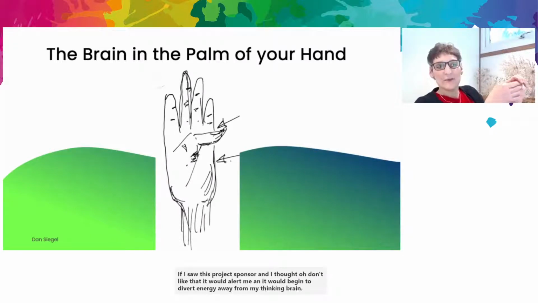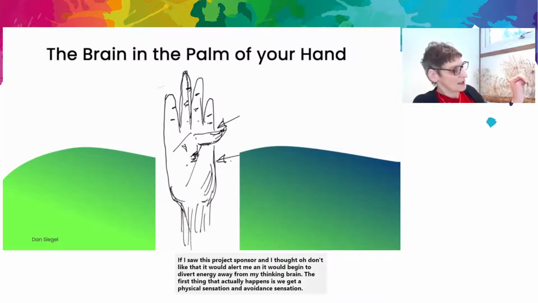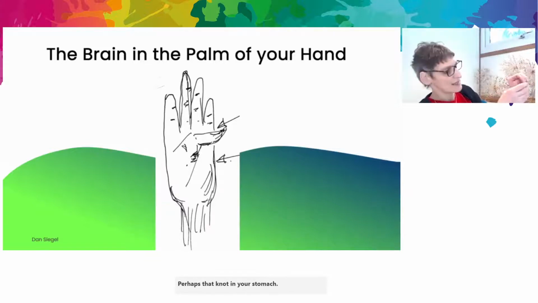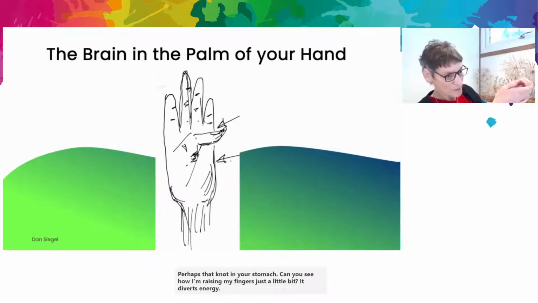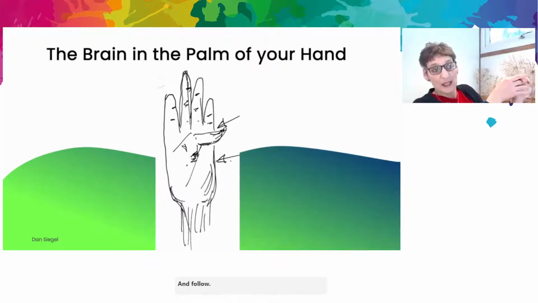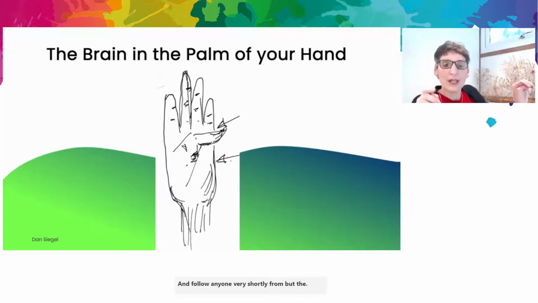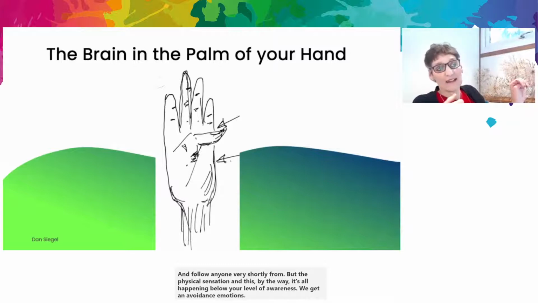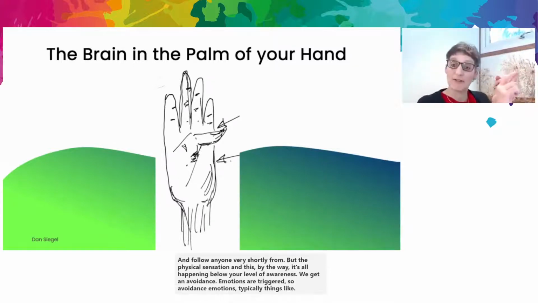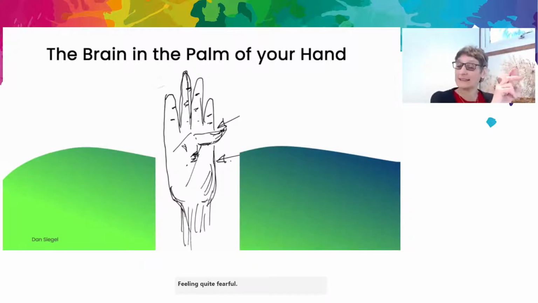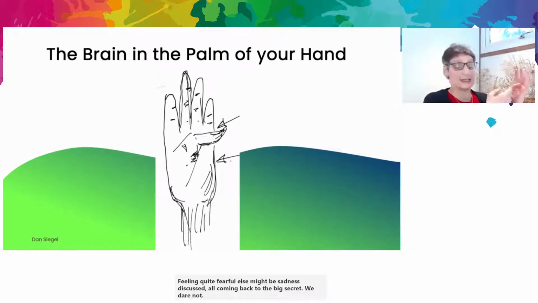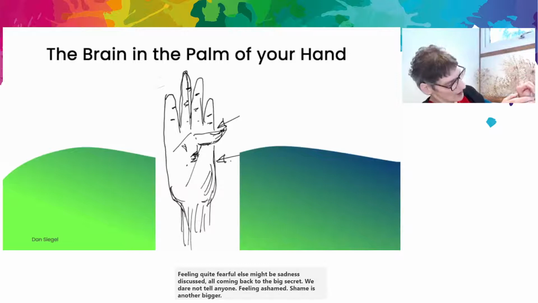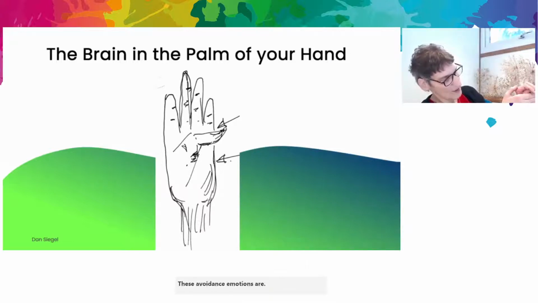The first thing that actually happens is we get a physical sensation, an avoidance sensation, perhaps that knot in your stomach. Can you see how I'm raising my fingers just a little bit? It diverts energy away from my thinking brain. And following on very shortly from that, and this, by the way, is all happening below your level of awareness, avoidance emotions are triggered. So avoidance emotions, typically things like anger, feeling quite fearful, sadness, disgust, or coming back to the big secret we dare not tell anyone, feeling ashamed. Shame is another big avoidance emotion. And so these avoidance emotions are triggered. Our thinking brain goes offline a little bit.